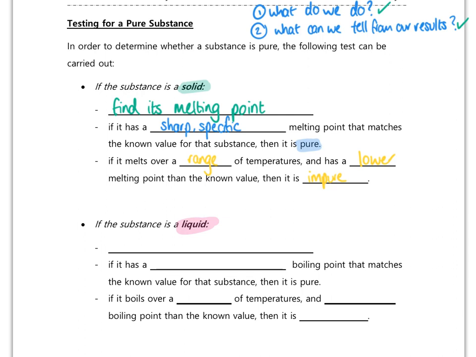What I'd like you to do is pause the video and try and fill in this little section yourself. So these three bullet points: what do we do, and then what will we see from our results to tell whether it's pure or impure? Try and fill this in yourself now.